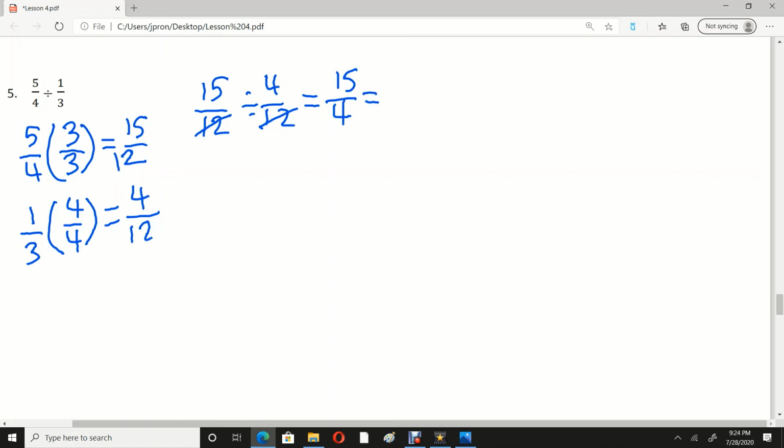And again, if you wanted to give yourself an extra step here, we can rewrite this. 4 doesn't go in 15 perfectly. We'll have 3 wholes with 3 fourths remaining. Oh, fantastic. So that, I believe, is the end of our classwork.